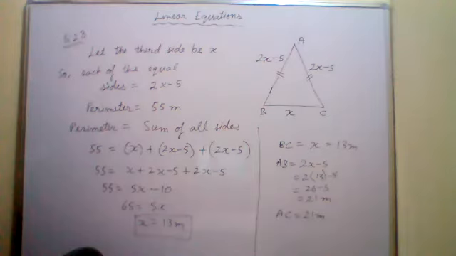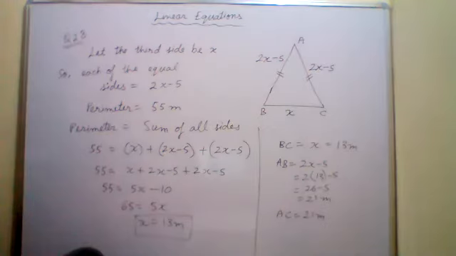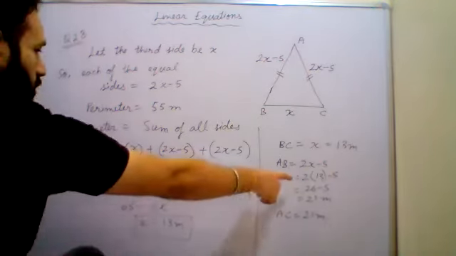Sir, in this AB, you have written 2x minus 5. Then in the second step, 2 bracket 13 is written. Yes, it is 13. 2 into 13 minus 5, because the value of x is 13. Putting the value of x.